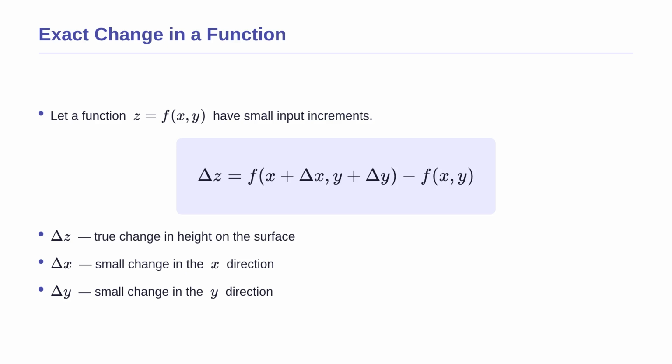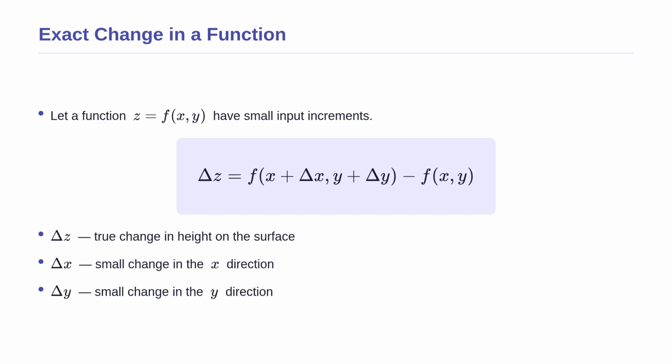Now that we understand the hiking analogy, let us look at the formal mathematics. In multivariate calculus, a function often depends on two or more independent variables, like z equals f of x and y. When the input variables x and y change by very small amounts, which we call increments, the output variable z also changes. We define the actual exact change in our function as delta z.